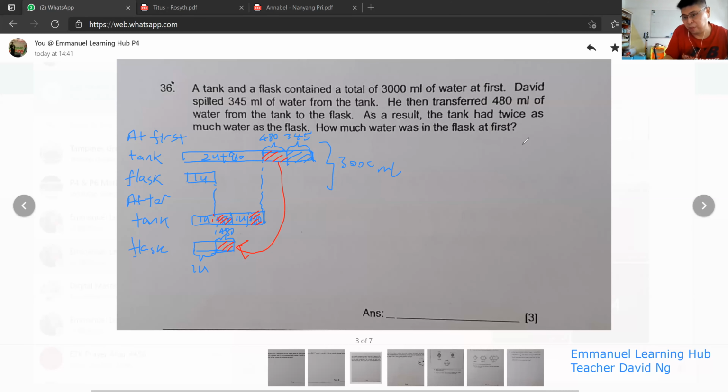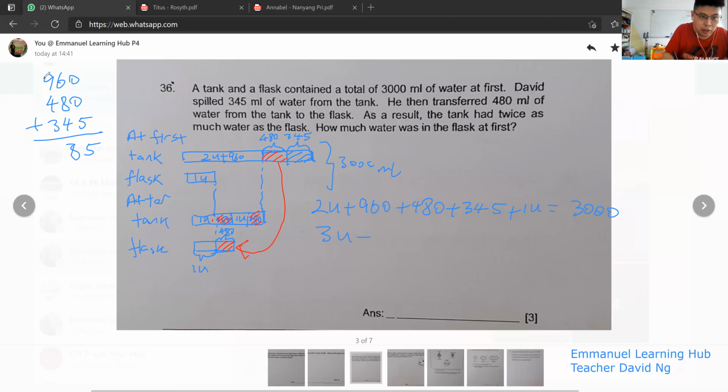The question is asking how much water was in the flask at first. So they are looking for 1 unit. Here you have 2 units plus your 960 plus your 480 plus your 345, then plus my 1 more unit. That will give you 3,000. Do you agree with this statement? Yes, right? So 2 units plus 1 unit, you have 3 units. Then this one you add together: 960 plus 480 plus 345. I'm going to add all together.